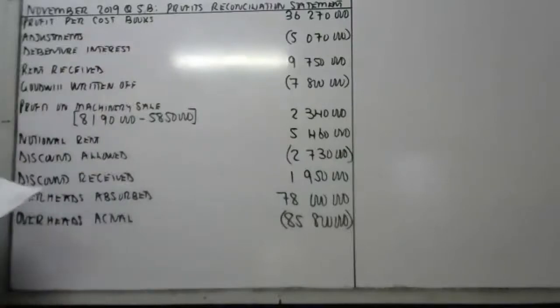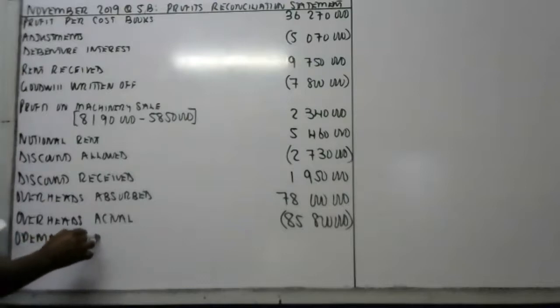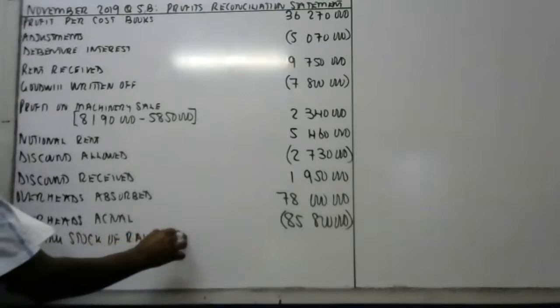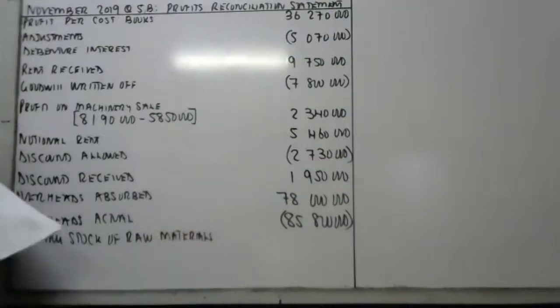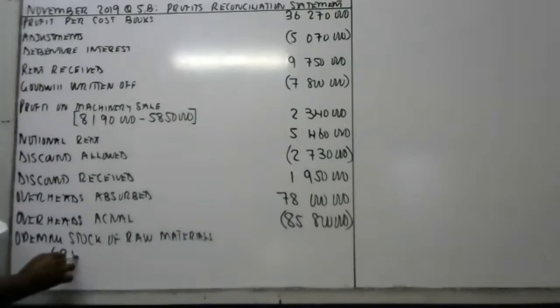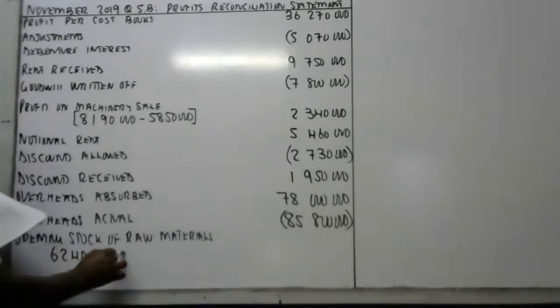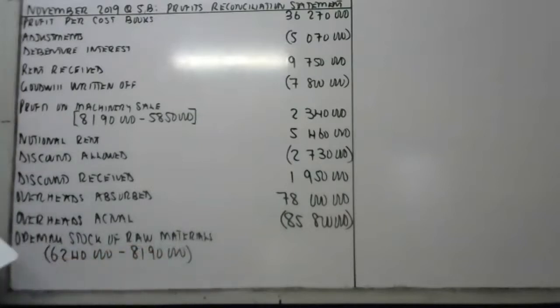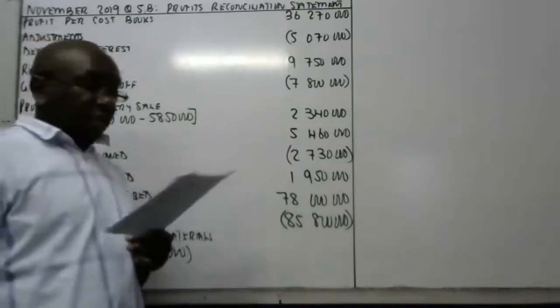Then we come to raw materials. Opening stock of raw materials. You can see this is 62.40. You less 81.90. Give me the difference.